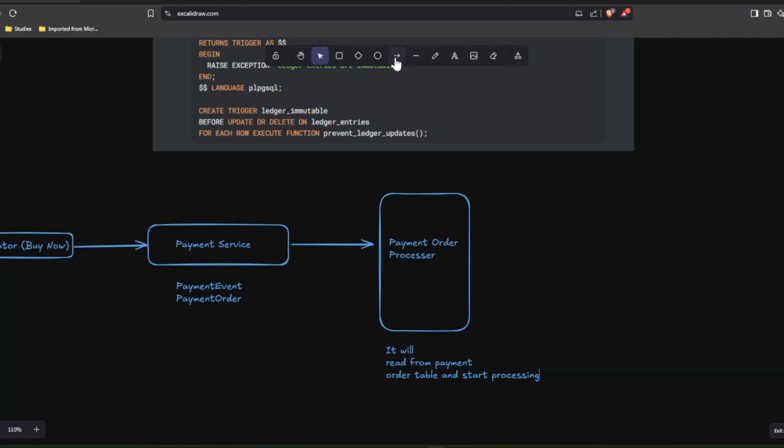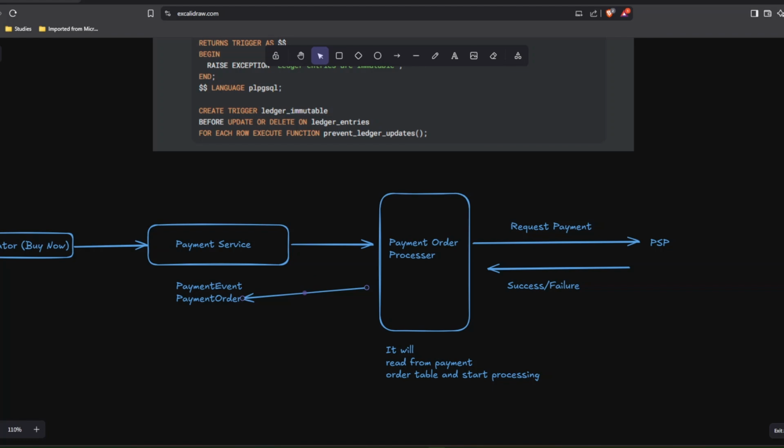Now from here what will happen is it will go to the PSP and request payment. And what the PSP will do is give whatever the result is. The PSP will give whether it is a success or a failure. So I'm going to need an arrow over here. The PSP will give the success or failure status, and based on that it is going to update the payment order table, whether it is a success or a failure.